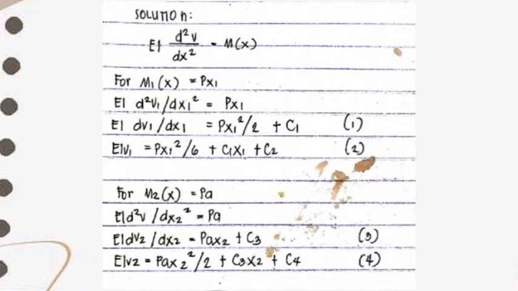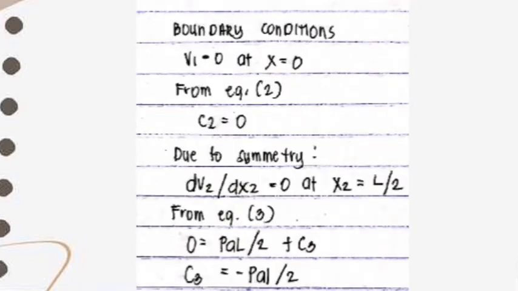plus C3x2 plus C4. So, for boundary conditions, we have V1 is equal to 0 at x is equal to 0. So, from equation 2, as you can see here, we have C2 is equal to 0. So, due to symmetry, we have dV2 over dx2 is equal to 0 at x2 is equal to L over 2. So, from equation 3, we have 0 is equal to PAL over 2 plus C3. So our C3 is equal to negative PAL over 2.